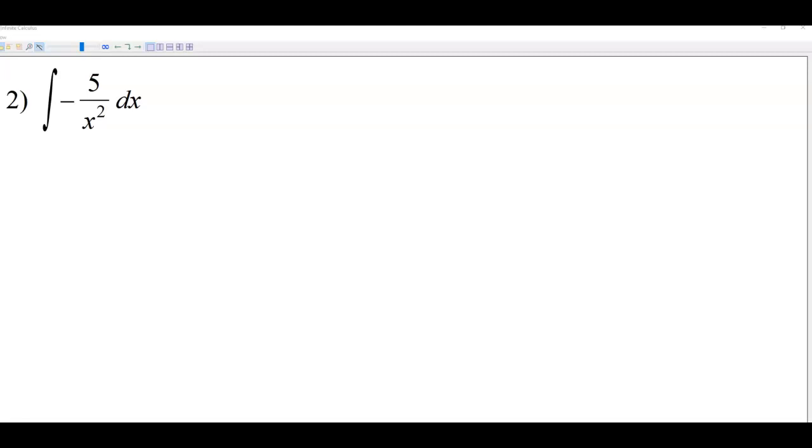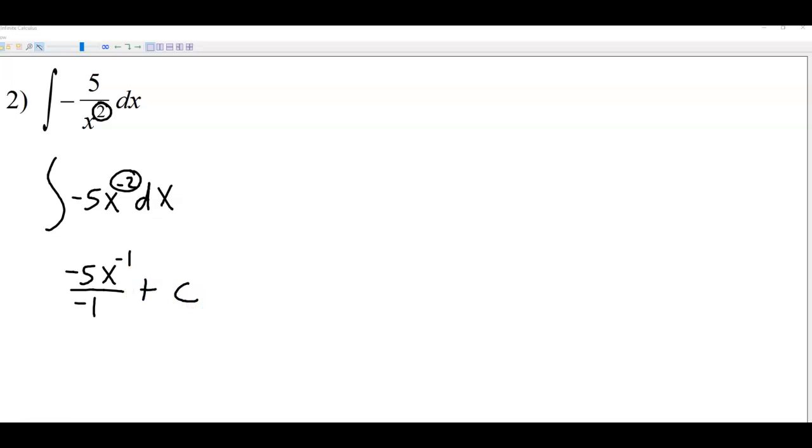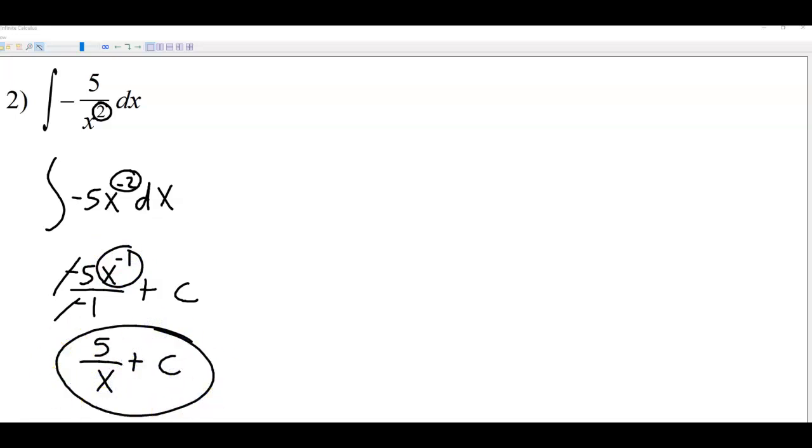No u sub on this one. But I do notice that this one looks a lot like what we had a second ago in the last one. Since this is not equal to 1, we're just going to bring it up to the numerator, make it a negative, and then we can just do the power rule, where we add 1 to that power, and we divide by that value. Now these negatives cancel, so I'm left with 5. This x can go to the bottom since it's got a -1 exponent, and there would be our final answer.